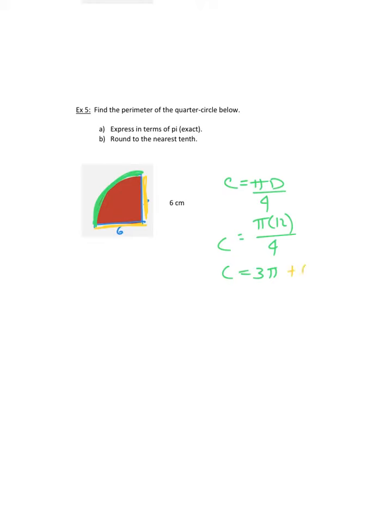So you have a 6 and another 6. So your final answer in terms of pi is 3 pi plus 12. This would be your perimeter for part A. For part B, you're going to put that into your calculator and round to the nearest tenth. And that'll be 21.4 centimeters.